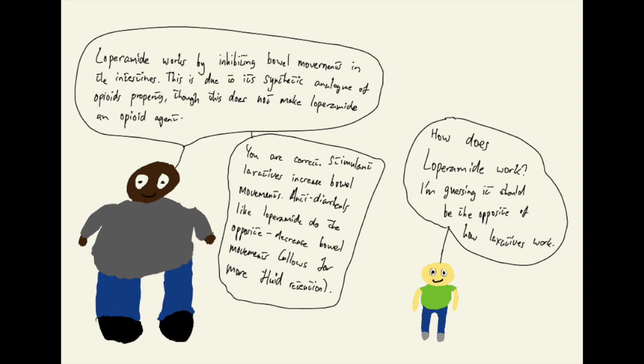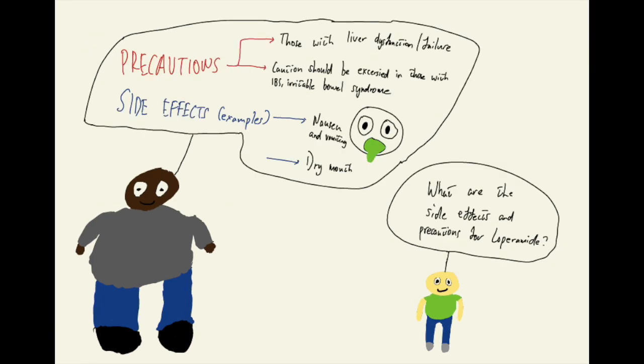This property is attributed to loperamide being a synthetic analog of opioid agents, though this does not mean it is an opioid. Great explanation. Now, what precautions and side effects should be taken when prescribing or taking loperamide? Let's start with precautions first. Those with liver failure or impairment should take loperamide with precaution.